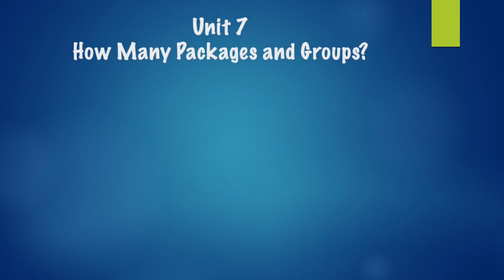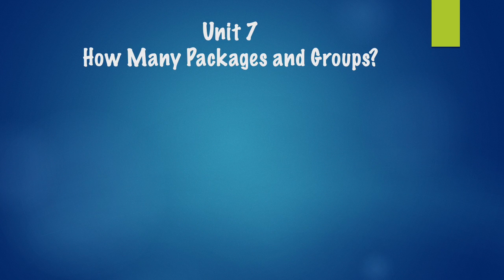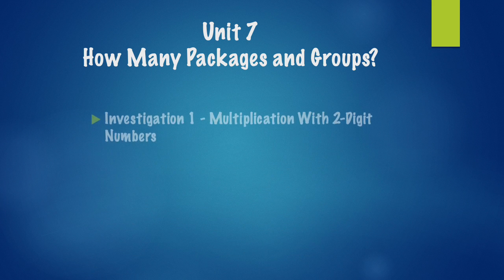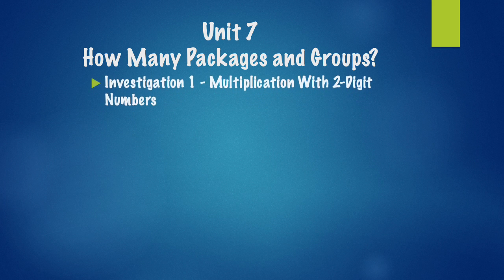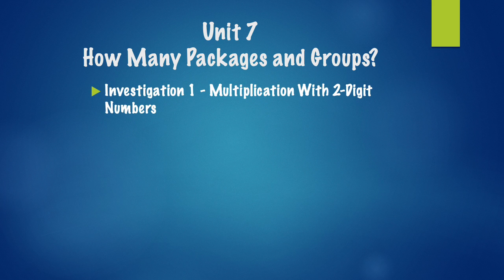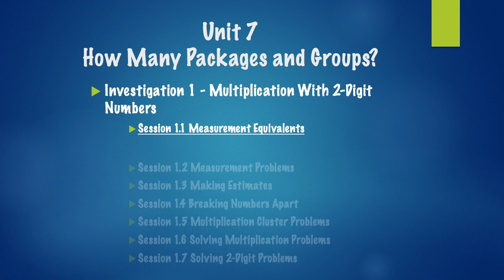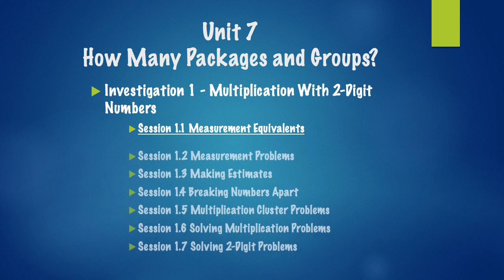This week, we're starting Unit 7 called How Many Packages in Groups. This unit focuses on multiplication and division and converting measurements. Our first investigation, or Investigation 1, is all about multiplication with two-digit numbers. There are 7 sessions in Investigation 1, starting with today's session, 1.1, Measurement Equivalence.